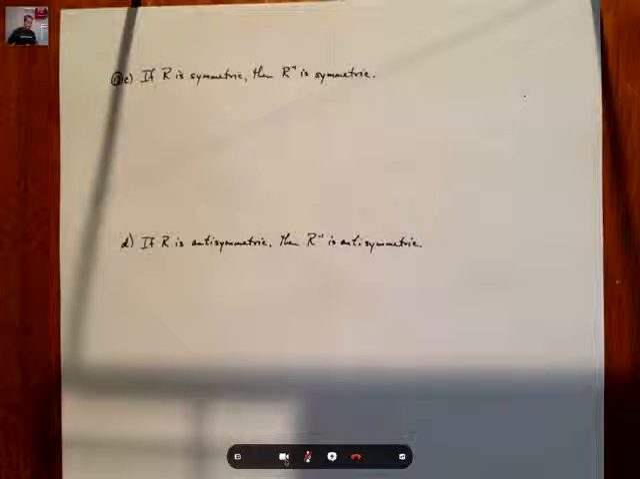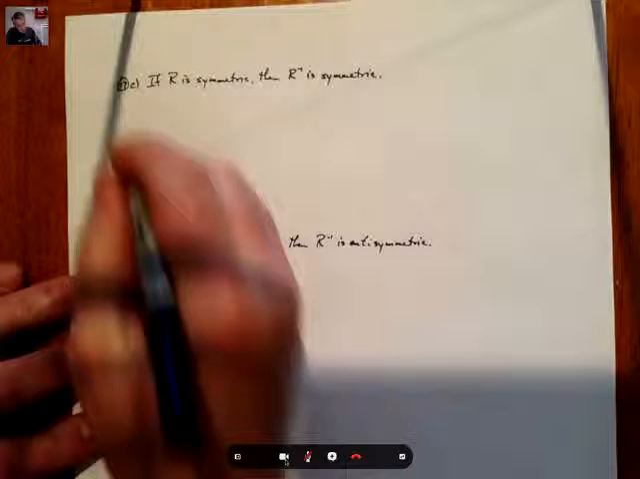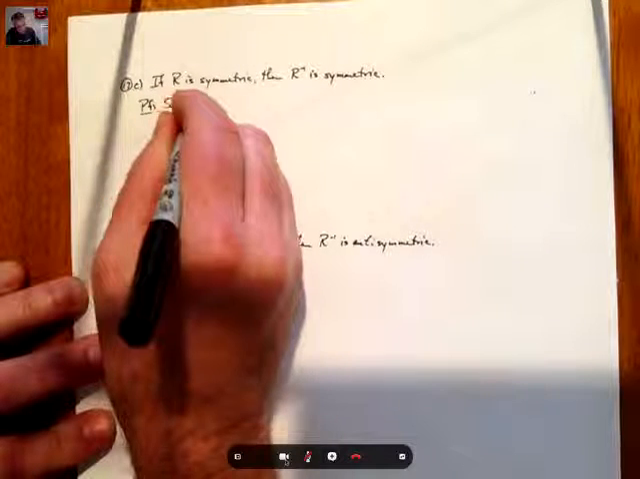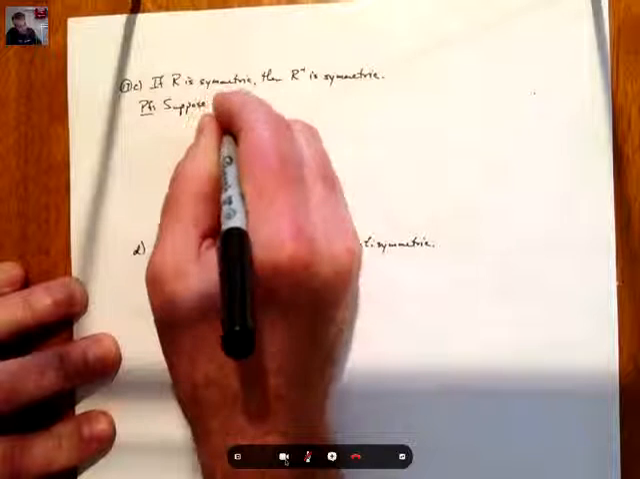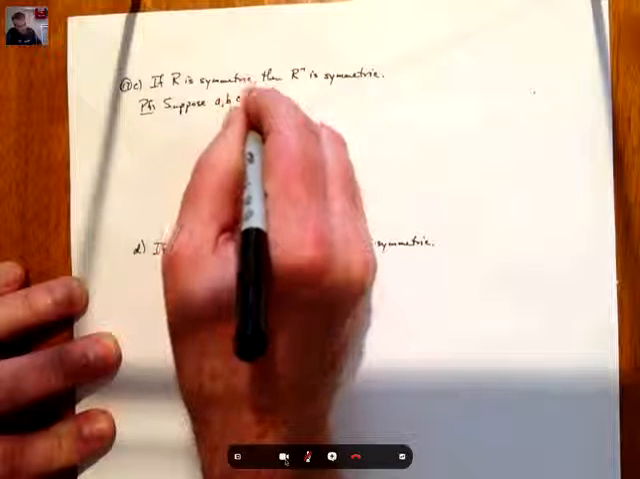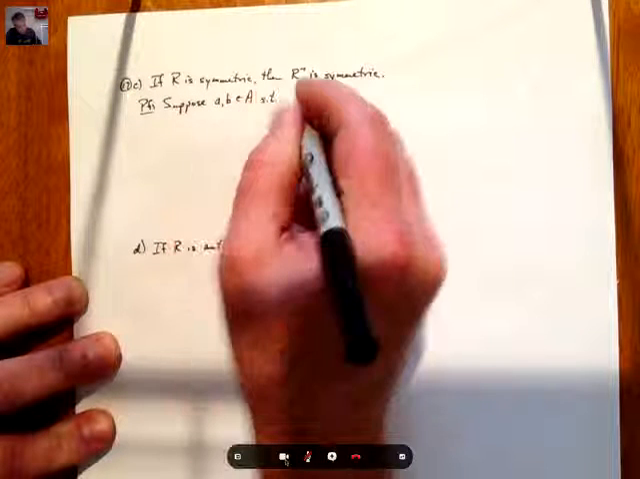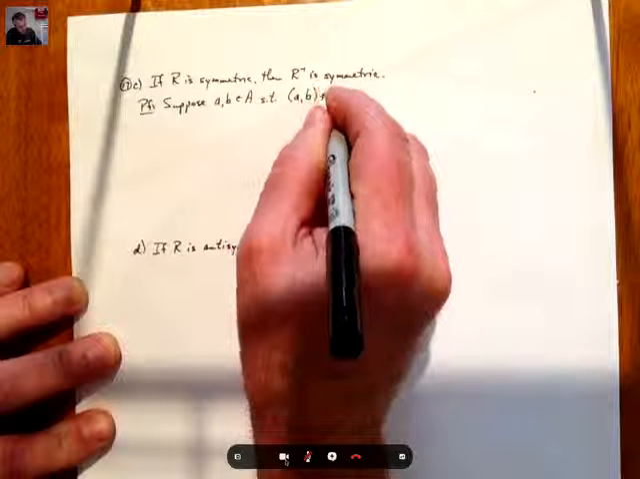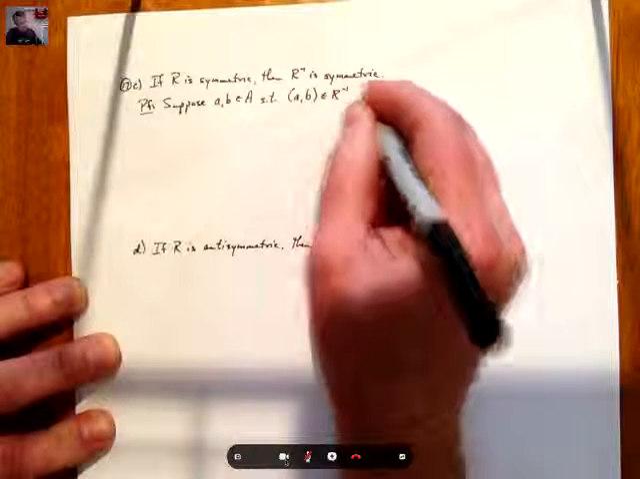All right, next, if R is symmetric, then R inverse is symmetric. Well, what we have to show is that if we have (a, b) in R inverse, then we've got (b, a) in R inverse, right? So we'll start with that. Suppose we've got a, b in A such that the ordered pair (a, b) is in R inverse.